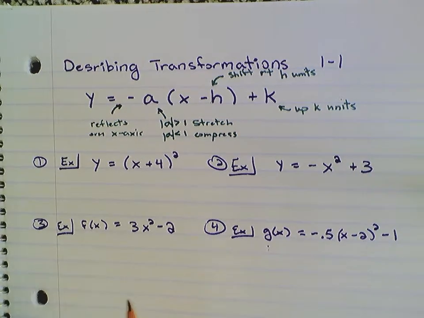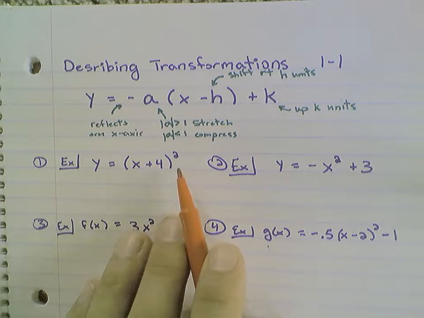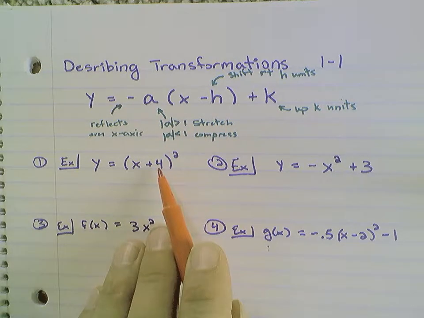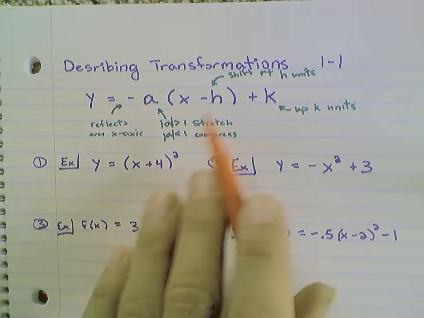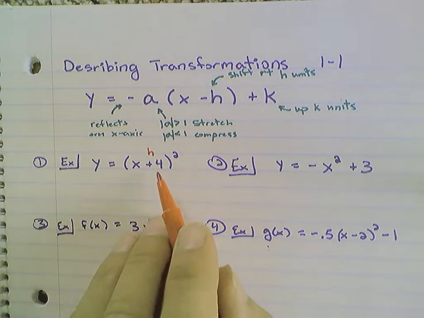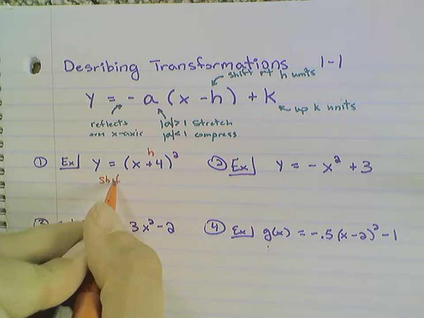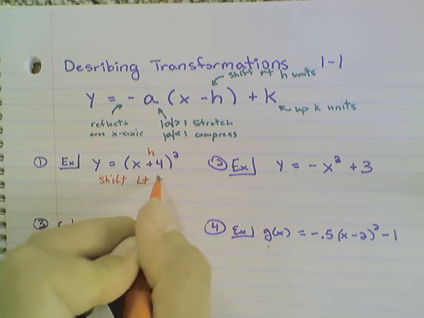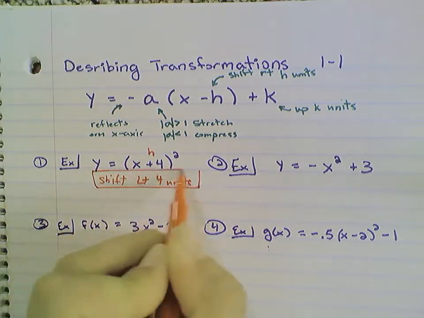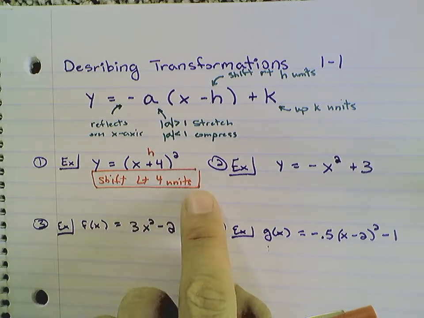So if we take a look at example 1 here, I have y equals (x plus 4) squared. The first thing I want to do is identify what type of transformation I have. Notice that I have plus 4, it's on the inside, so that's going to be an h type transformation. And h is always like the opposite, so this is going to shift left 4 units. Okay, and that would be my answer for that first example. The transformation that occurs when I have a positive 4 is that it shifts left 4 units.